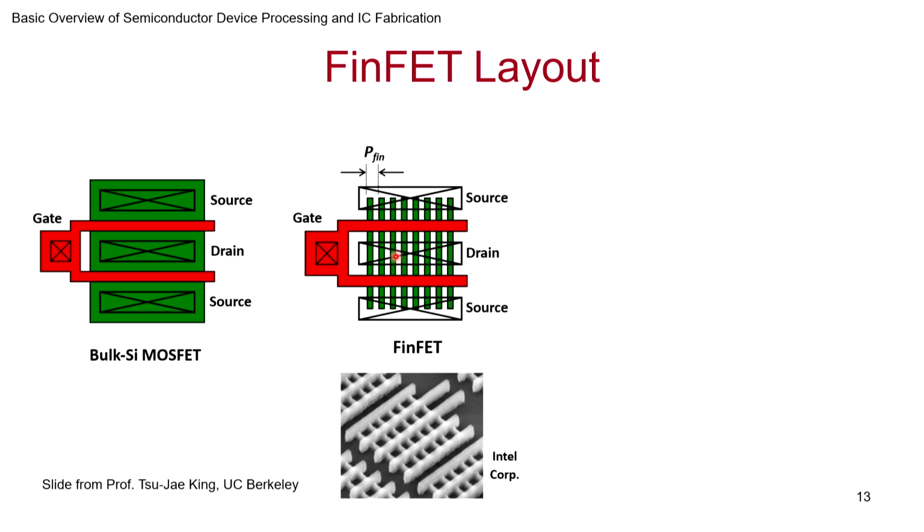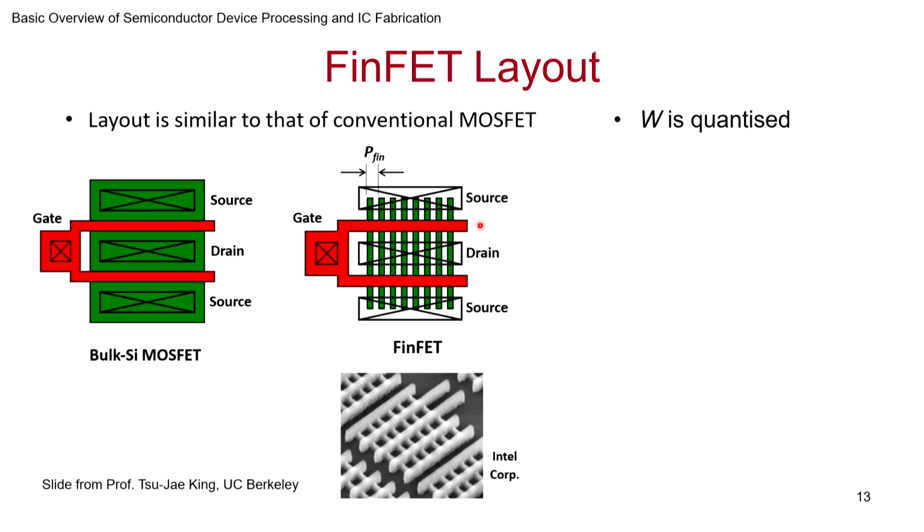So if you look at the layout, not much difference. So that's very heartening, right? And of course W is quantized. That's a design rule that can be given to a design engineer and they can implement it. And this is an image of the thing. So these are the various fins, gate, and then you have the source and the drain on the two sides. So this is how it would look.